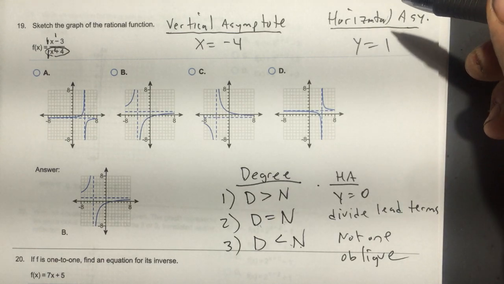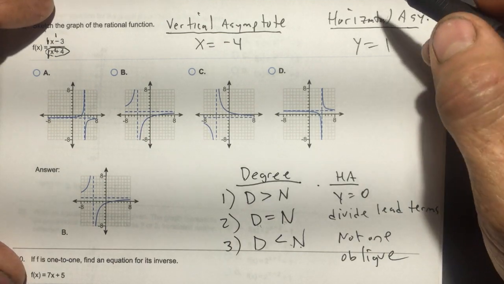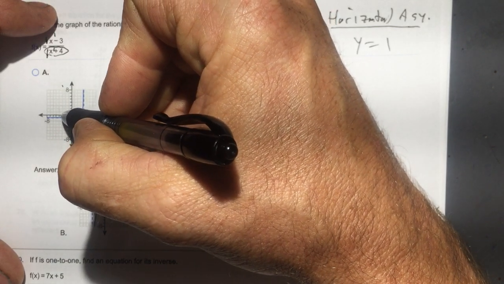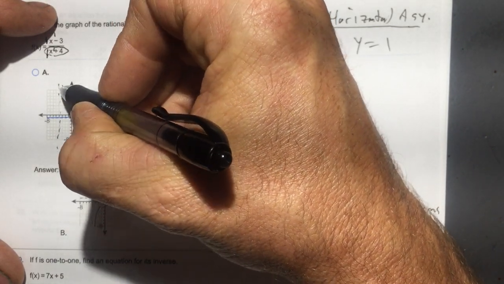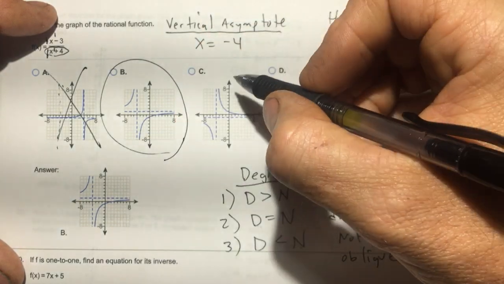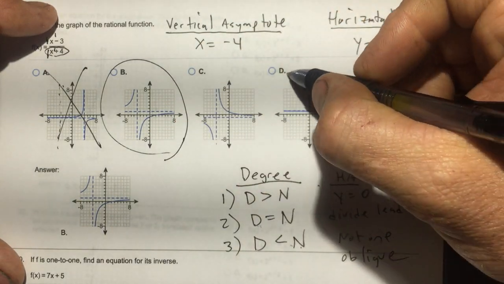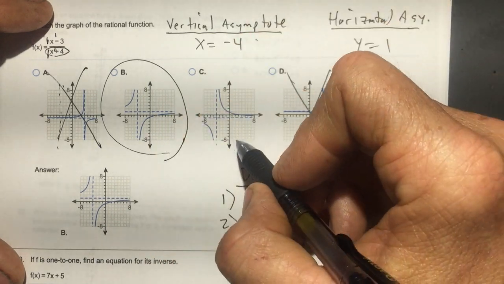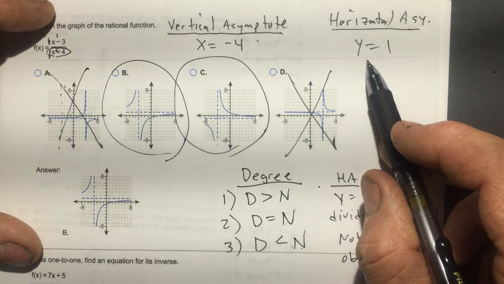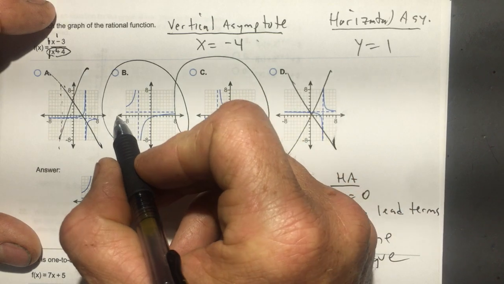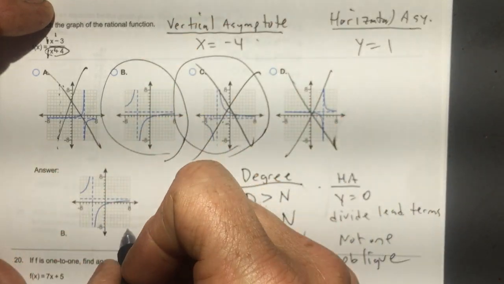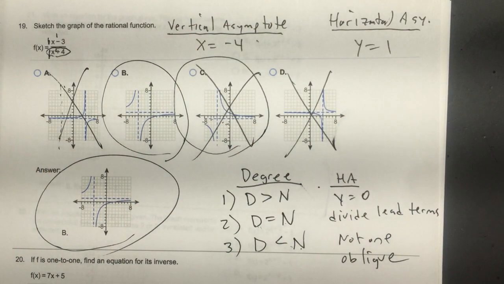So maybe I could tell which graph it is based on just the asymptotes. X equals -4 is like 1, 2, 3, 4 right here. You see there's no asymptote on that one, so that's out. Here's one it could be, because see my asymptote there? Not this one. So based on the vertical asymptote, it could be one of these two. Now based on my horizontal asymptote, y equals positive 1, y equals positive 1 right here. This could be it. This is out because that's negative 1. The answer is B.